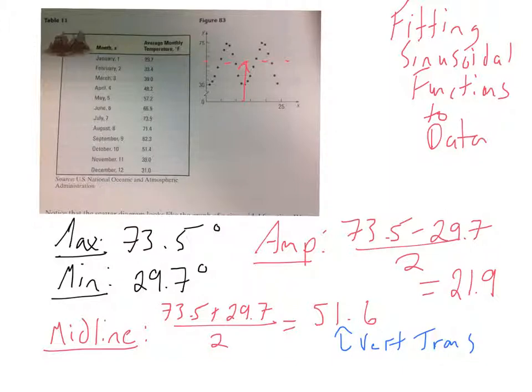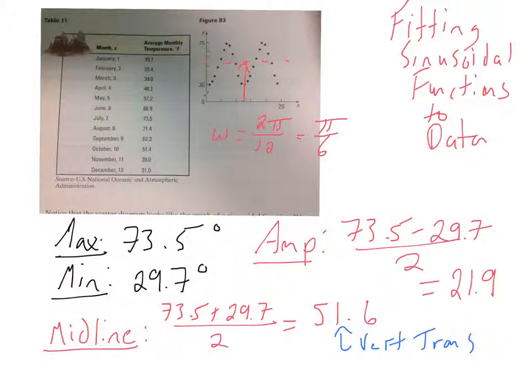So I found 2 of the 4 pieces that I need for my sinusoidal function. Now I have to figure out what my period is going to be. How often does this repeat? If we look at the data here, it repeats every how many months? How many months are in a year? 12. So we want our period to be 12, and that means my omega value is just going to be 2 pi divided by 12, so it's going to be pi over 6.